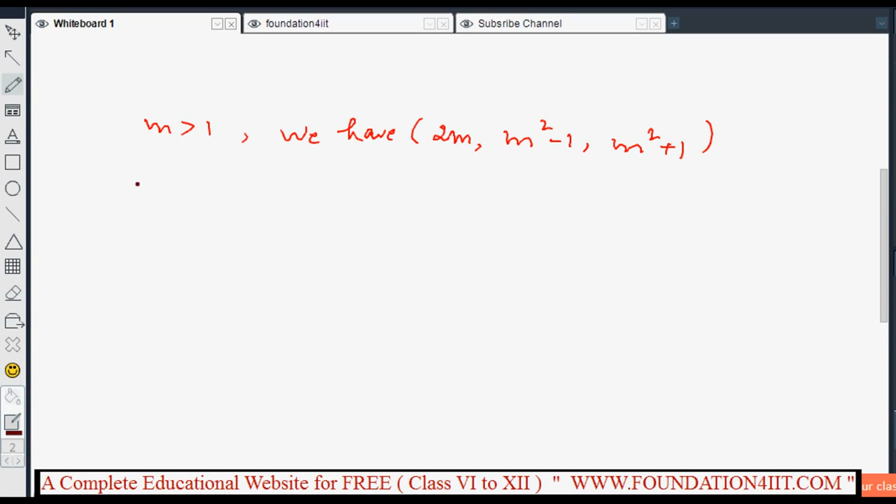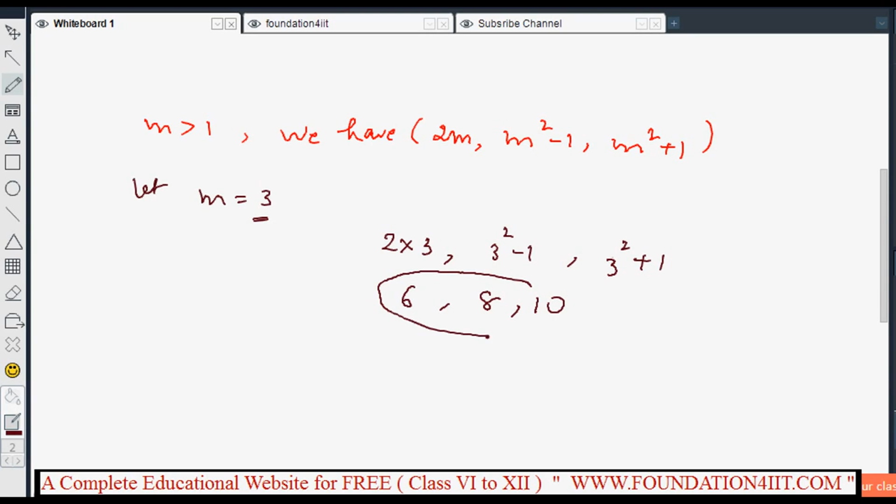Okay, let m equal 3. Then 2 into 3, 3 square minus 1, 3 square plus 1. In the place of m, I am keeping 3. So 6, 3 square is 9, 9 minus 1 is 8, 9 plus 1 is 10. So 6, 8, 10 is one of the Pythagorean triplets.